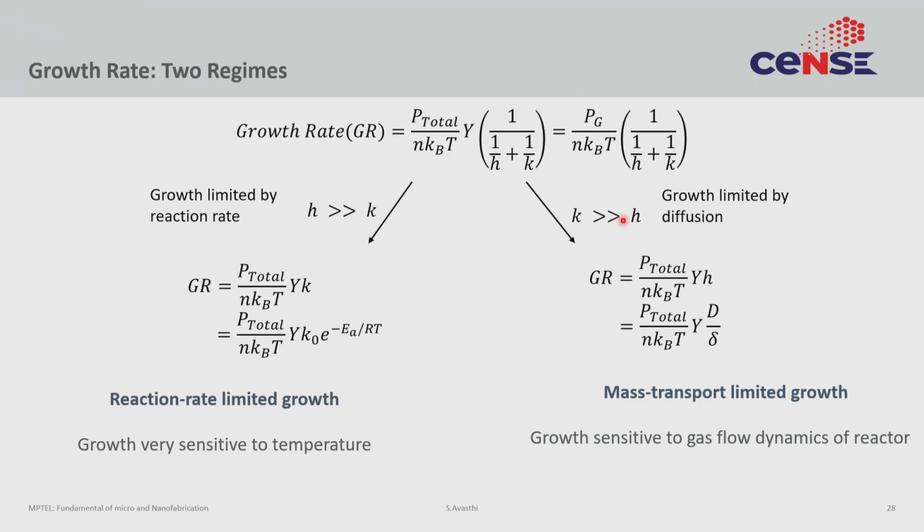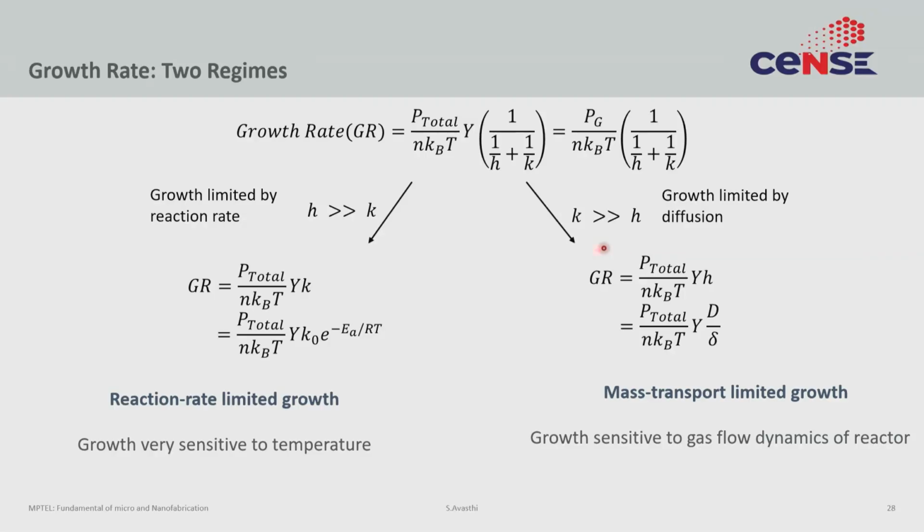speeds. The problem is getting the reactant to the surface of the wafer, and the only way we can do that is through diffusion, and diffusion is slow. So, in that case we are limited by diffusion. It is called growth limited by diffusion or mass transport, and in that case the equation is given by this expression where it is P total into Y into H, where H is nothing but D by delta, where delta is your boundary layer thickness.